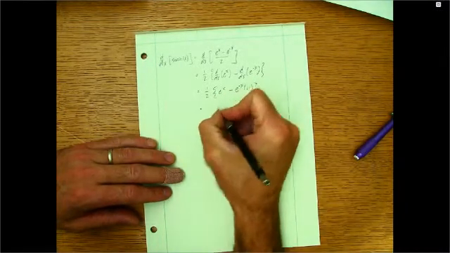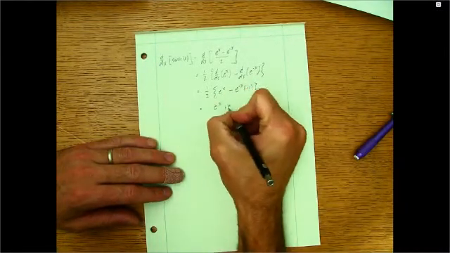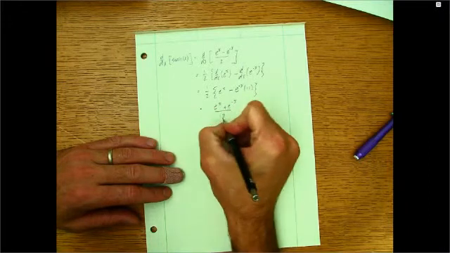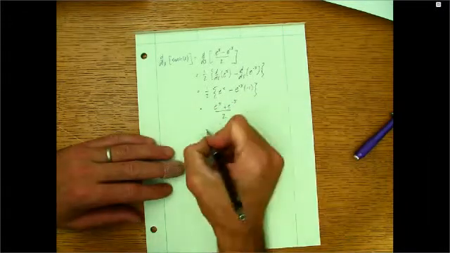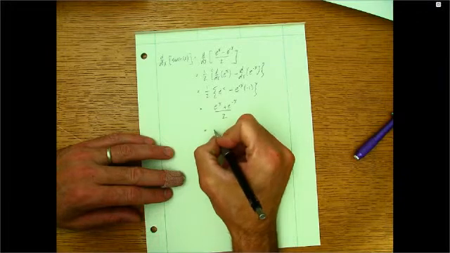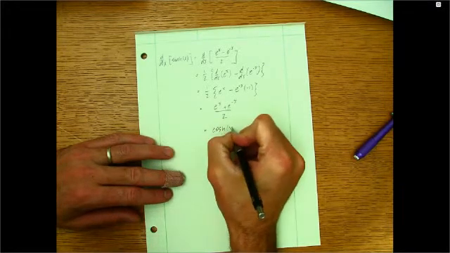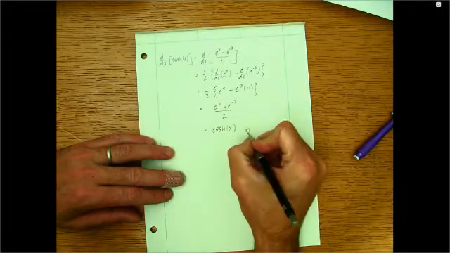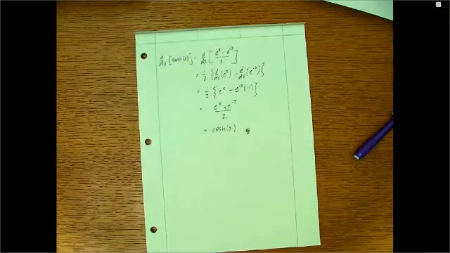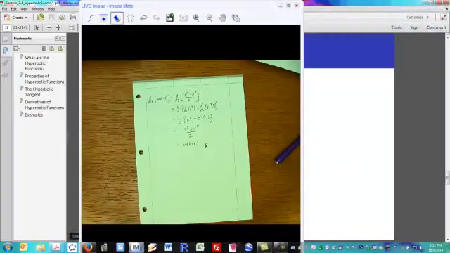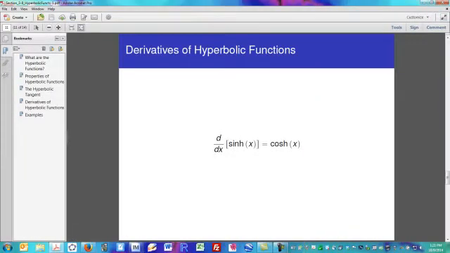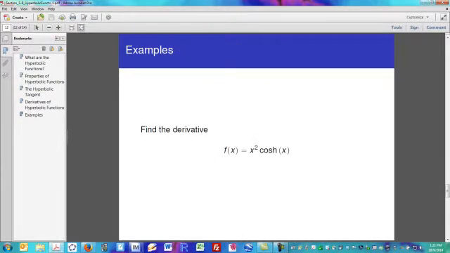So we get again e to the x plus e to the negative x all over 2, which is of course the definition of the hyperbolic cosine of x. So we're done there as well. Hopefully this is making good sense. We've got a definition for the derivative of the hyperbolic sine. Let's go ahead and do some examples to finish out.